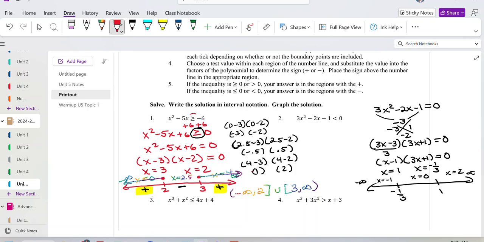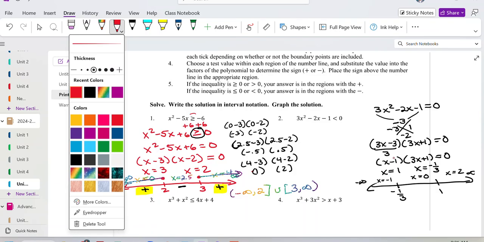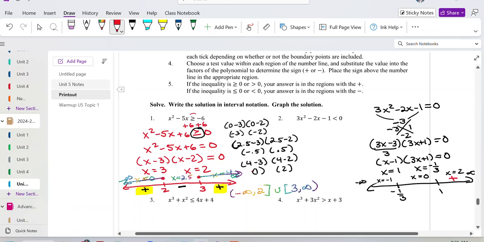When I put 2 in here, 2 minus 1 is positive, and 3 times 2 plus 1 is positive, so that's going to make it positive. 0 in here gives you negative 1 times 1, which is negative. Negative 1 gives you negative and negative, which is positive. Since it's less than 0, you want all the negative ones. And understand that it's not less than or equal to, so that means it's an open circle here. Let me use a different color.